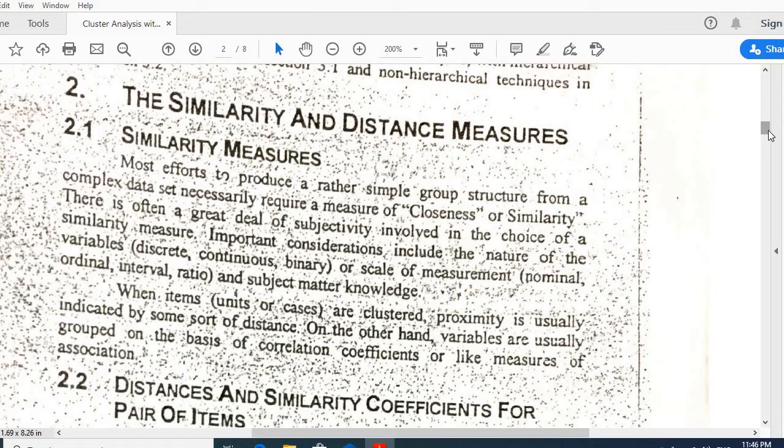Now, the similarity and distance measures. Most efforts to produce a rather simple group structure from a complex data set require a measure of closeness or similarity. When items are clustered, proximity is usually indicated by some sort of distance. On the other hand, variables are usually grouped on the basis of correlation coefficients or like measures of association.